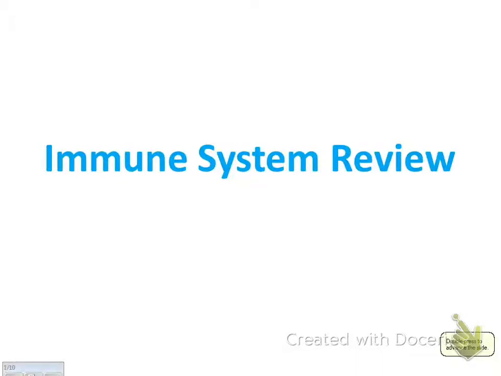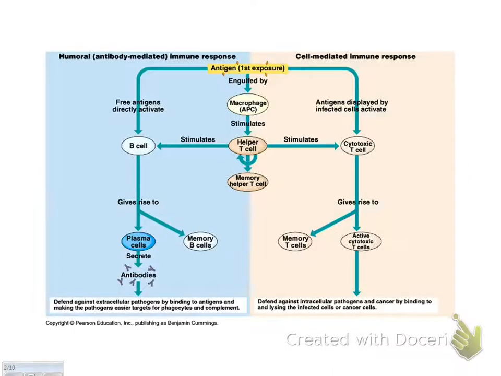All right, so this is going to be your immune system review and practice questions. The first thing, this is the picture in the Campbell book. You see the first time you're exposed to the antigen, which is the yellow up top. The antigen or the pathogen is engulfed by the macrophage.